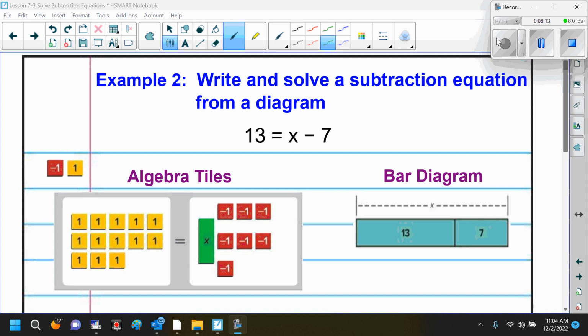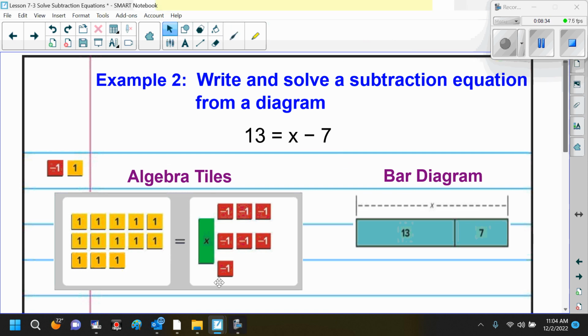Example 2 says, write and solve a subtraction equation from a diagram. Okay? Now, on this one, you guys might want to just watch and then get the notes later. Okay? So just leave a space. So here we have 13 equals x minus 7. 13 equals x minus 7.